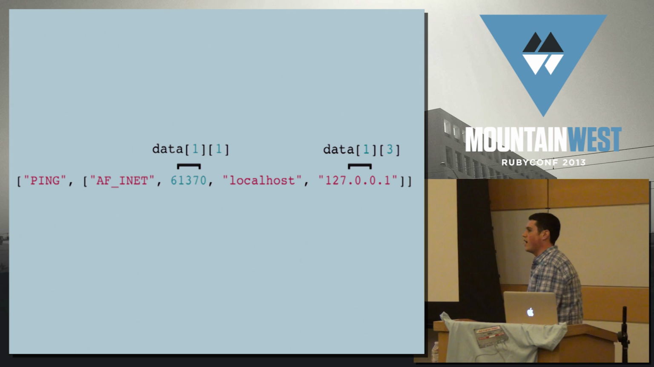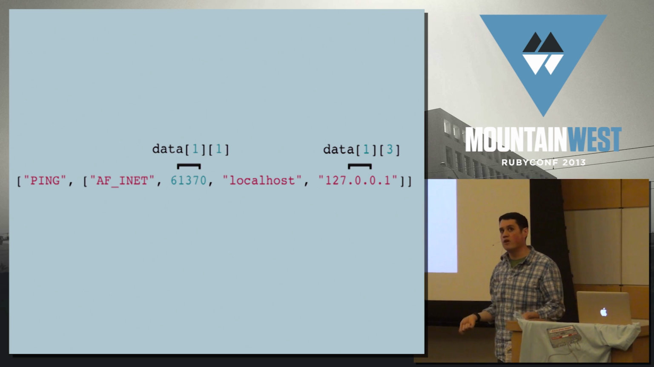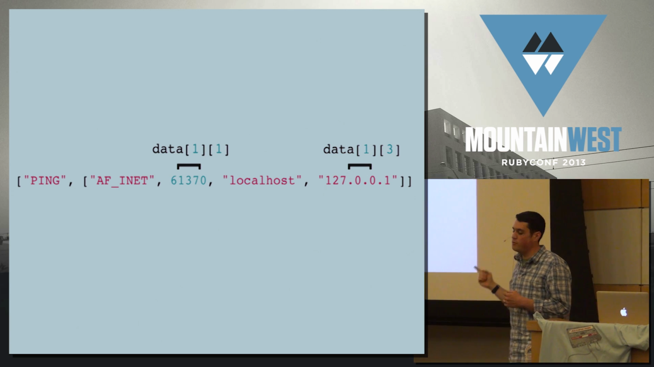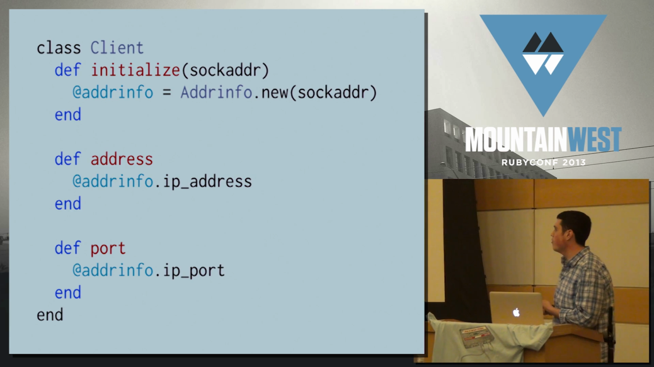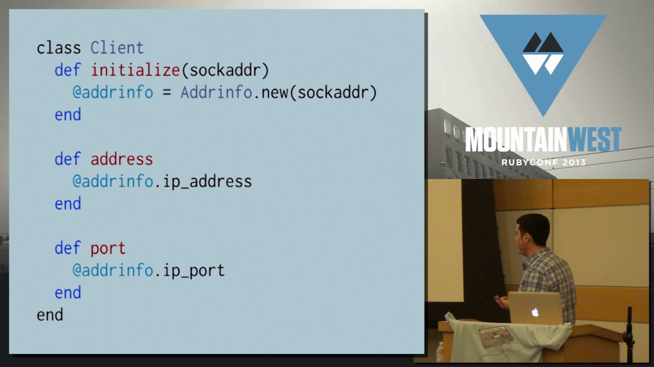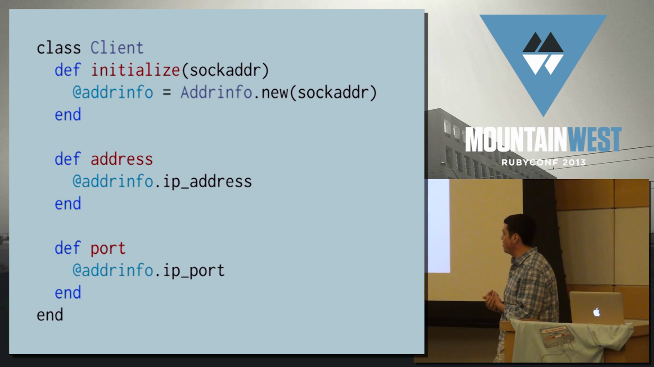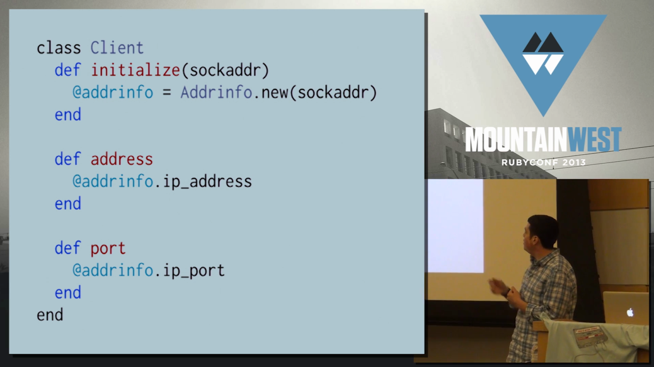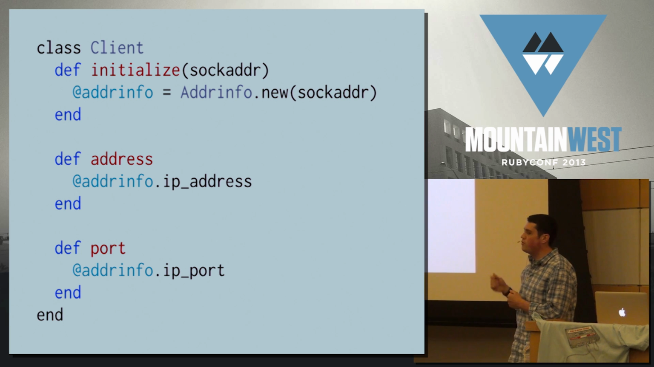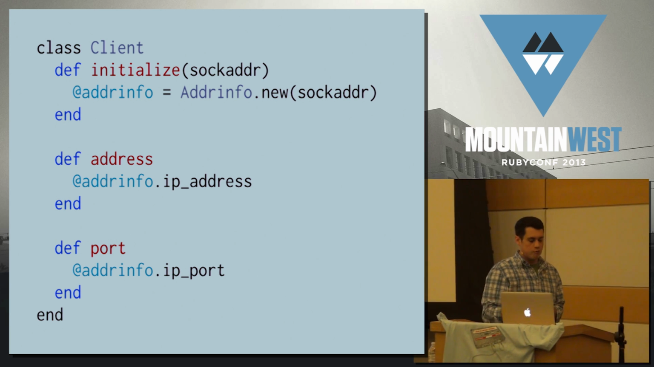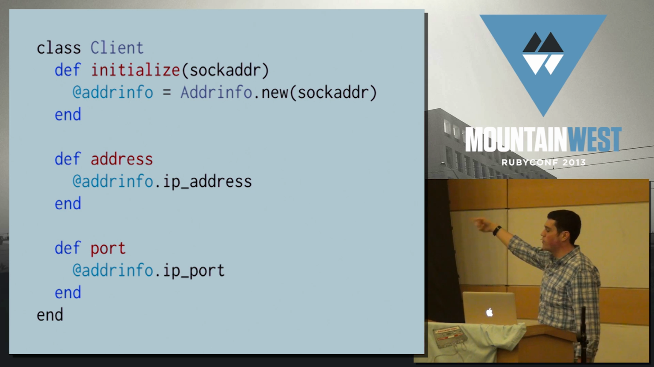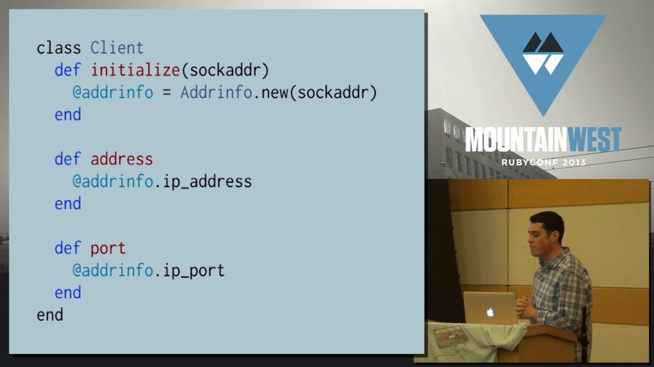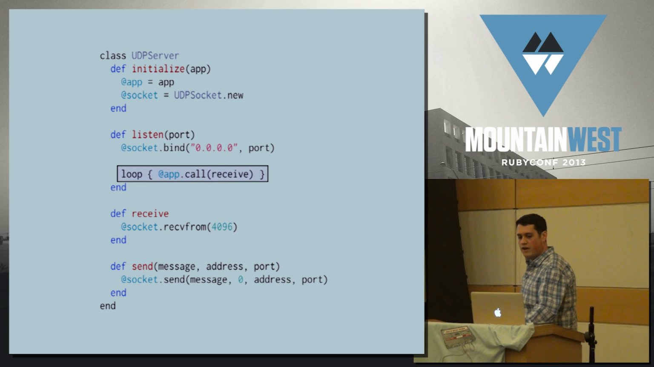This is a pretty important concept in our system. We're a service that deals with remote clients. We should have a concept in our system, a home for this knowledge. So let's create that. We're going to create a client. This class isn't going to do much yet. It's going to take in the sock addr structure. It's going to use AddrInfo, a class in the Ruby standard library that knows how to parse sock addrs. It's going to take that and decorate it with some methods so we can access address and port. Pretty easy.